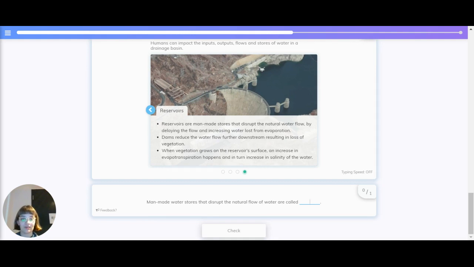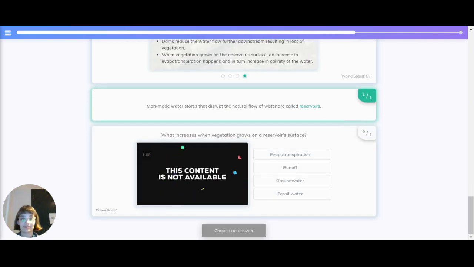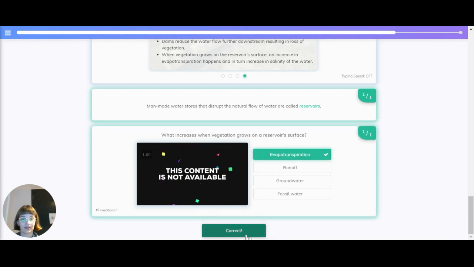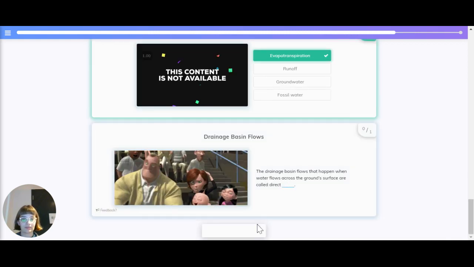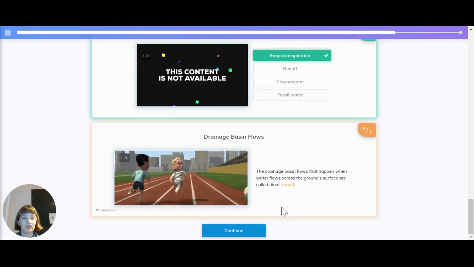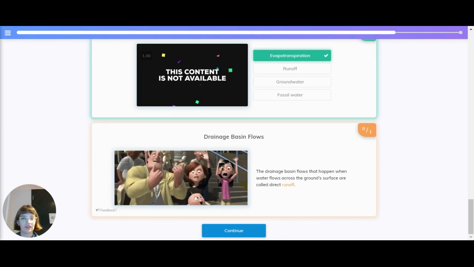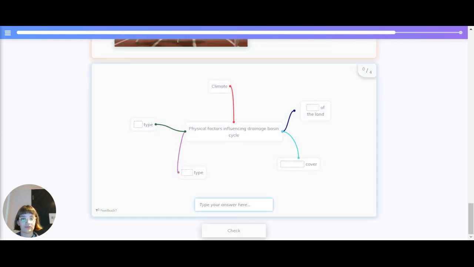Man-made water stores that disrupt the natural flow of water are called reservoirs. What increases when vegetation grows on the reservoir surface? Evapotranspiration. The drainage basin flows that happen when water flows across the ground surface are called direct runoff.